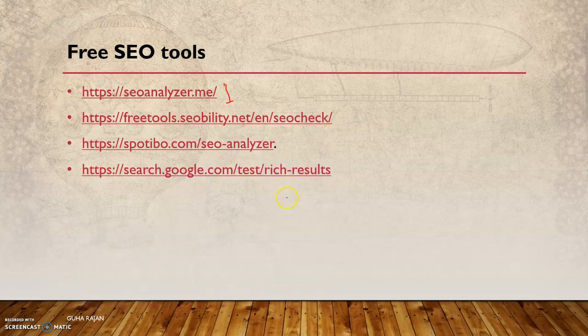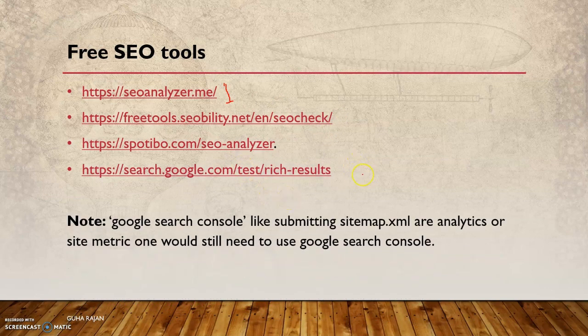And Google also recently came out with something called rich results. We'll see that as well. They have introduced a beta version of rich results. But the point to note here is that with these tools, whatever you run, it will say whether the sitemap is present or not, but it will not submit it to the Google Search Console. So that is a separate task.